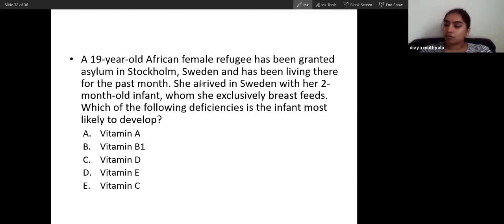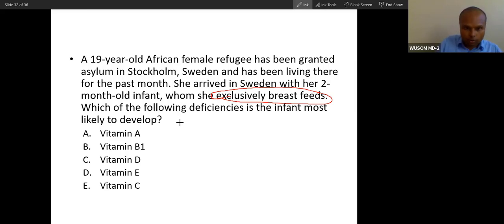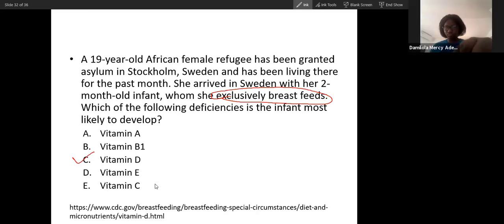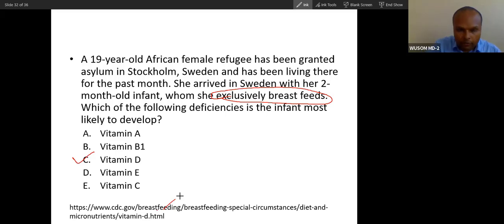An exclusively breastfed baby in a temperate zone, where sunlight is not that sufficient, will have vitamin D deficiency in such a baby. So you can go to this link and you can find that. This is the guideline by CDC.